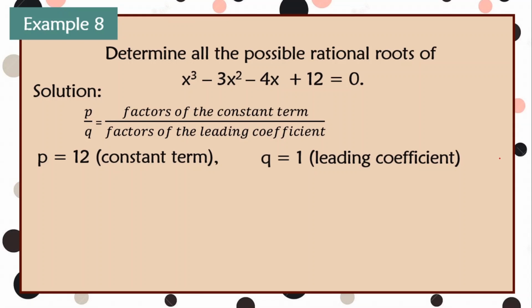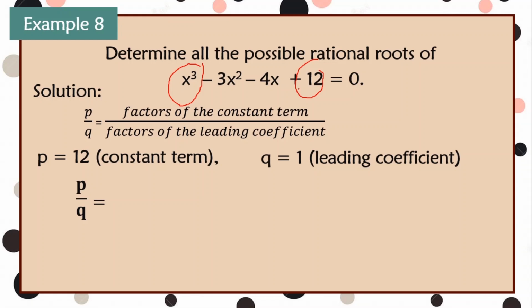So the leading coefficient, that is the term with highest degree. So that is x cubed. And this is the constant term. So let's get the factors of the constant term. So both positive and negative.